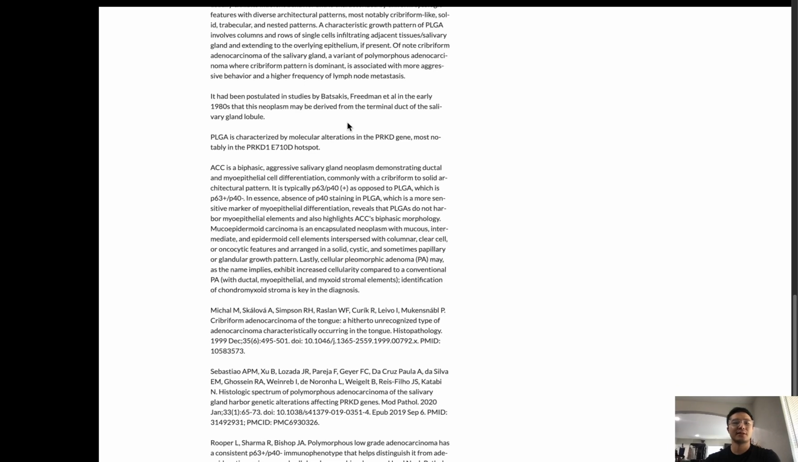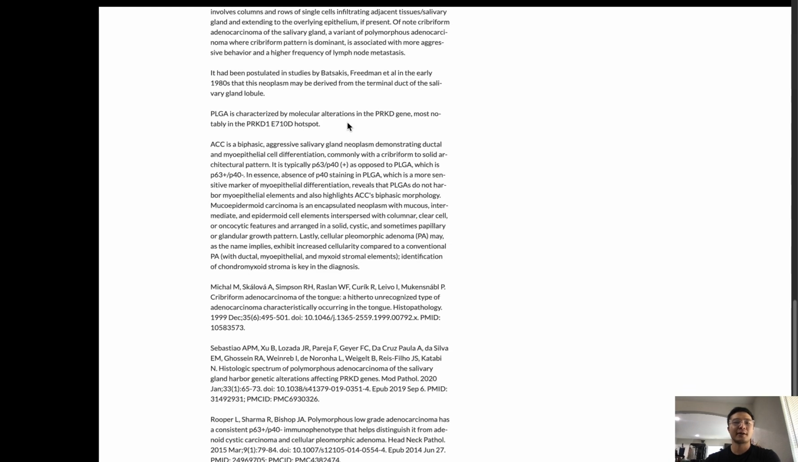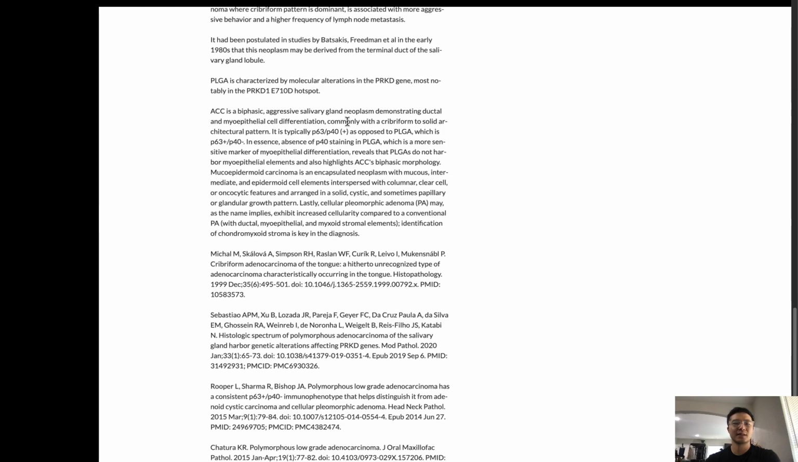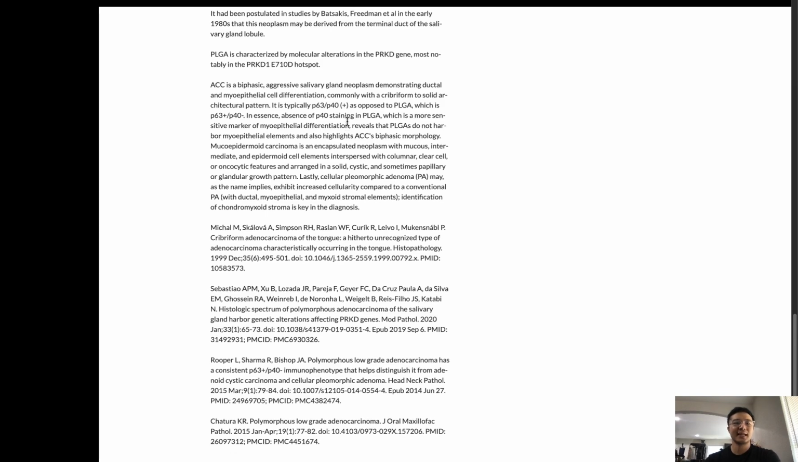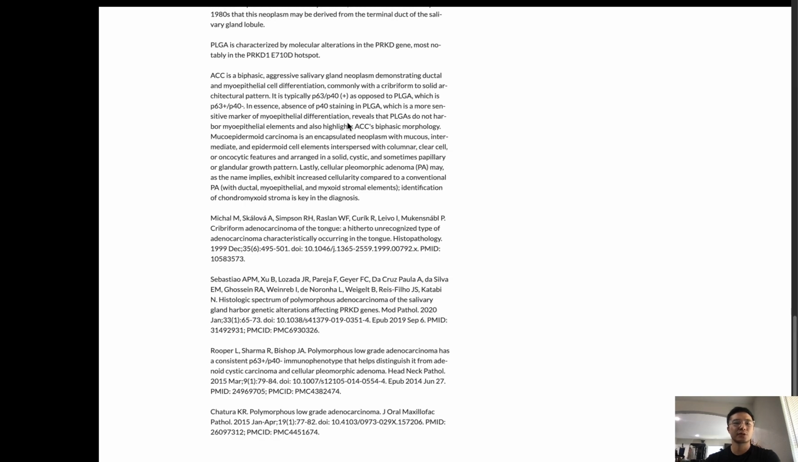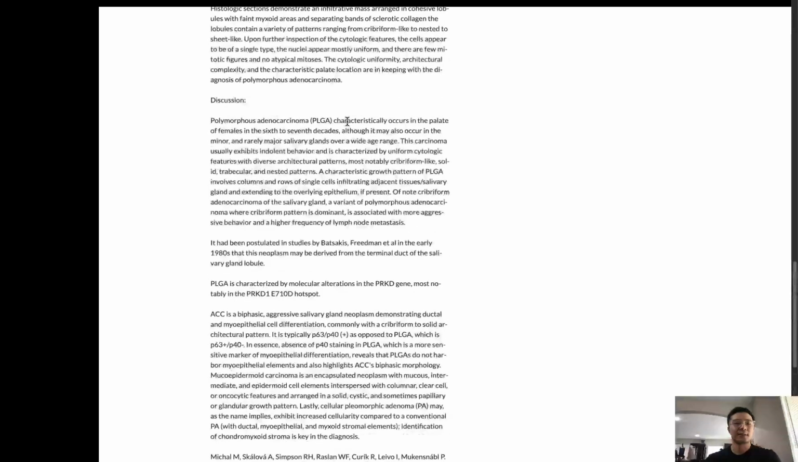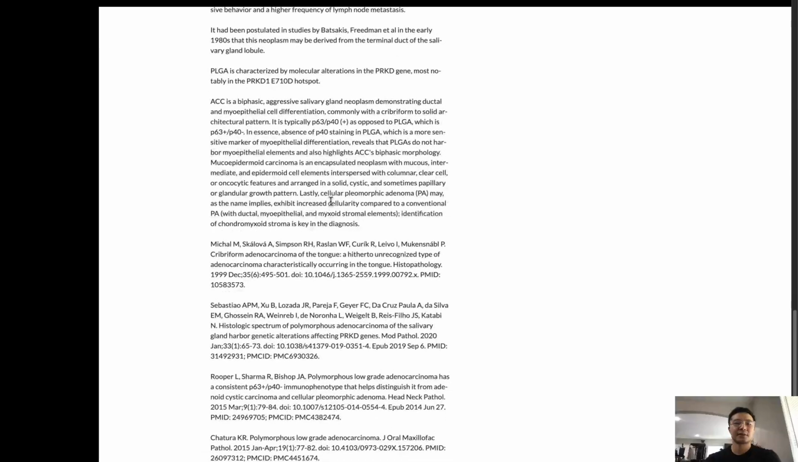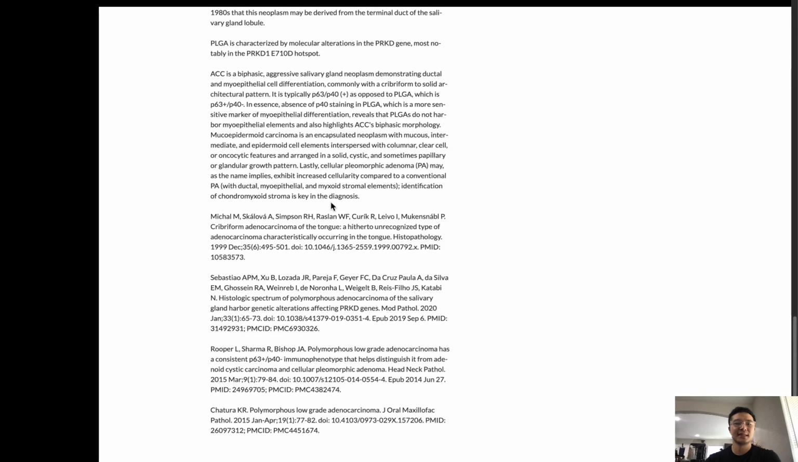Of note, cribriform adenocarcinoma of salivary gland, a variant of polymorphous adenocarcinoma where a cribriform pattern is dominant, is associated with more aggressive behavior and a higher frequency of lymph node mets. It has been postulated in studies by Batsakis, Friedman et al. in the early 1980s that this neoplasm may be derived from the terminal duct of the salivary gland lobule. PLGA, polymorphous low-grade adenocarcinoma, is characterized by molecular alterations in the PRKD gene, most notably the PRKD1 E710D hotspot.